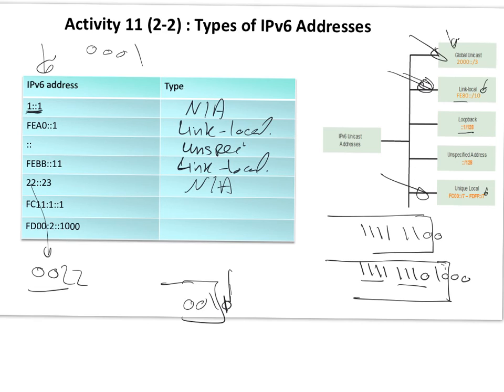So at least I was able to challenge you a bit. Okay. So this one is a unique local, and this one is also unique local. Okay, so this one is easy.